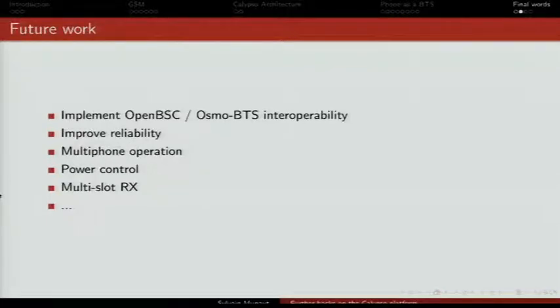What's left to do? Well, a lot, of course. One thing that I know somebody is going to start working on very soon is implementing OpenBSC and OsmoBTS interoperability. Improve the reliability, as I said. Try multi-phone operation, see if that actually improves the reliability, because currently I don't have any voice channels, which is a shame, but with multi-phone operation, I could potentially have a complete cell that has up to 7 voice channels, which would be pretty great.